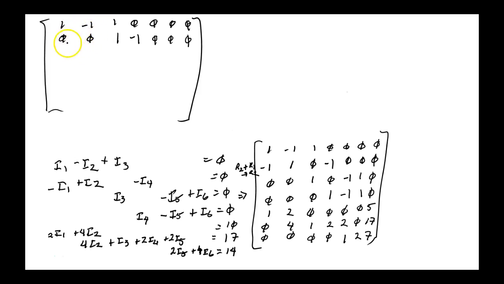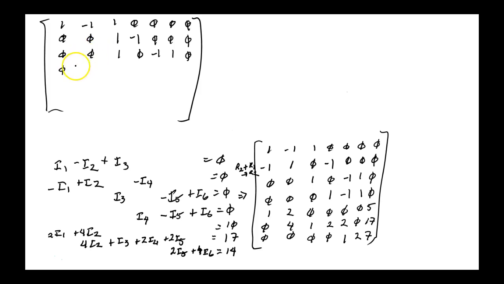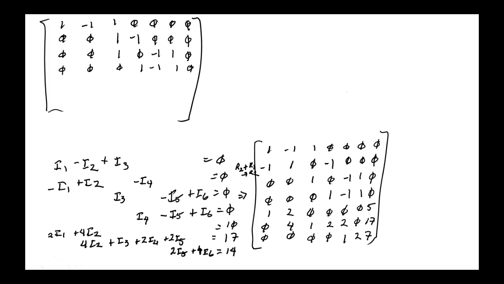Row 3 is fine. Let's write it down. 0, 0, 1, 0, negative 1, 1, 0. Row 4 is fine, as far as we're concerned with the first column anyway. That's a 0, 0, 0, 1, minus 1, 1, 0. I think. Yeah, looks like it. All right.